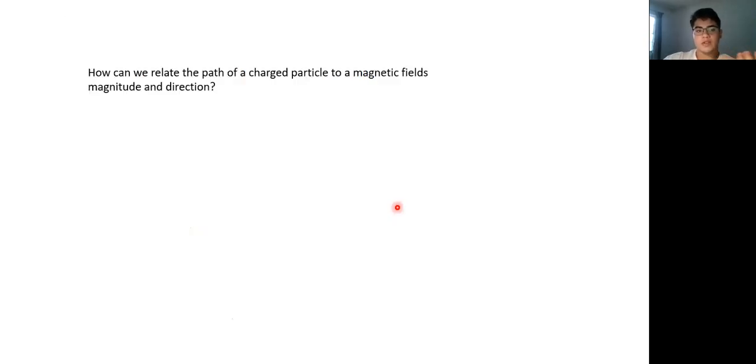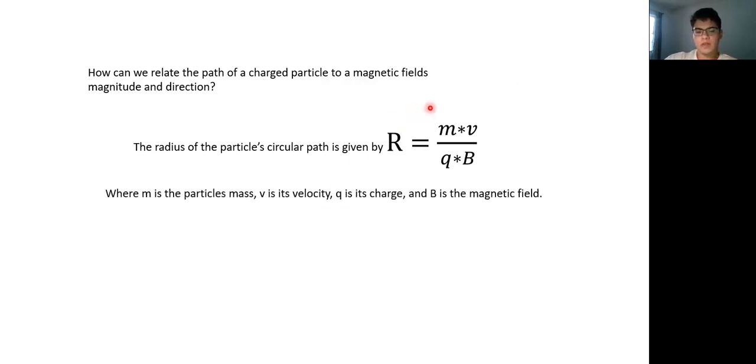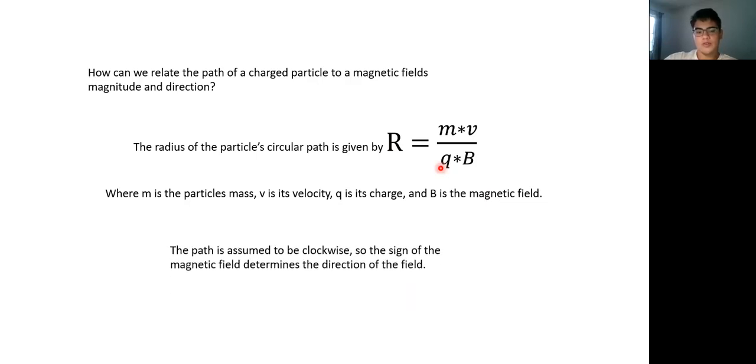So first we have to ask ourselves, how can we relate the path of a charged particle to a magnetic field's magnitude and direction? From our notes, we know that the radius of a particle's circular path is given by m times v all over q times B, where m is the particle's mass, v is its velocity, q is the charge, and B is the magnetic field. And when we assume that the path is clockwise, the sign of the magnetic field will determine whether it's pointing inward or outward.